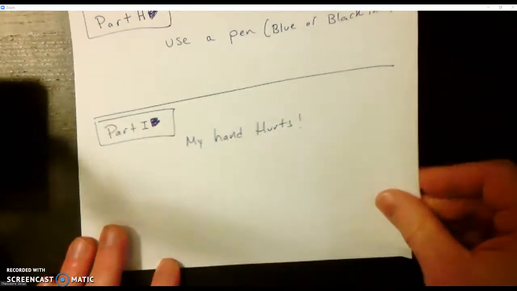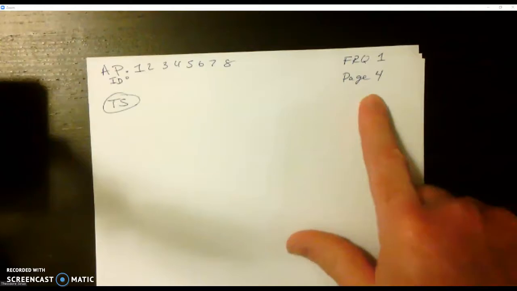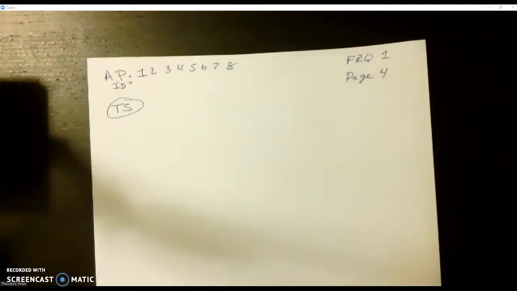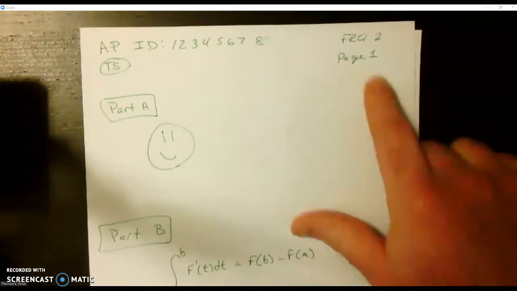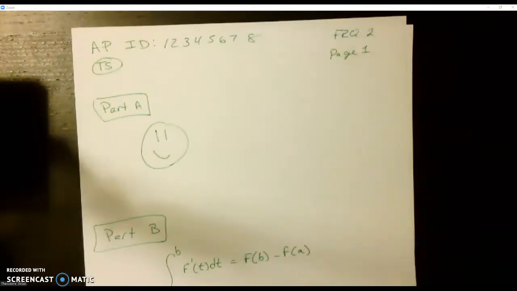Here's part I. And then that was it. I notice I didn't use page 4 or page 5, so I'm just going to get rid of those. I don't need to take pictures of blank pages. And then I'm moving on to page 2. Now, after free response 1, you're going to upload that question and you get 5 minutes.